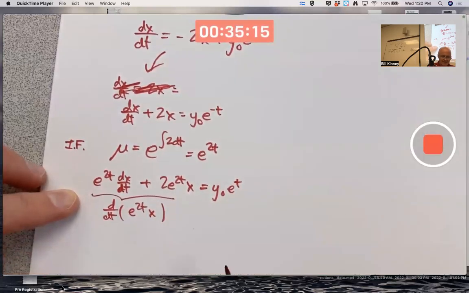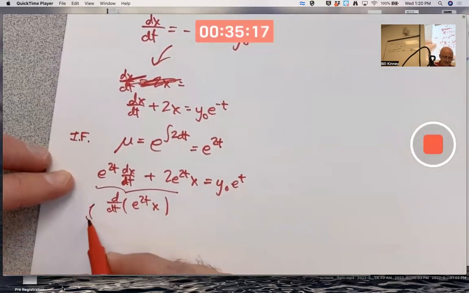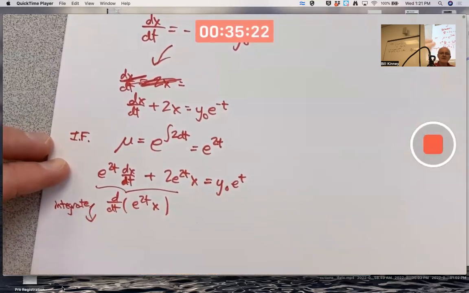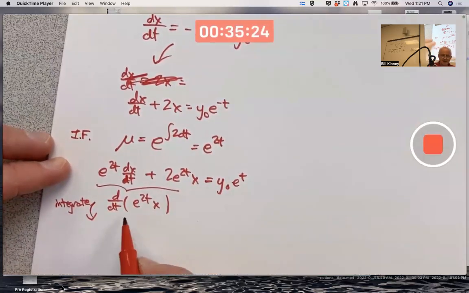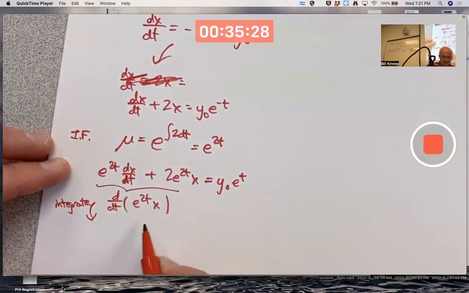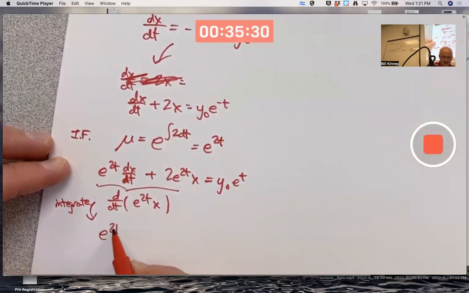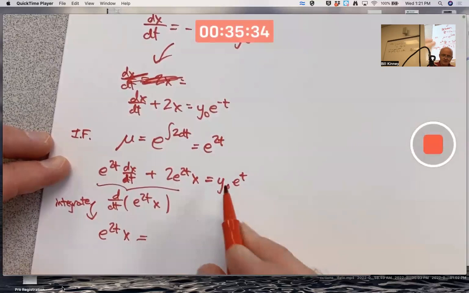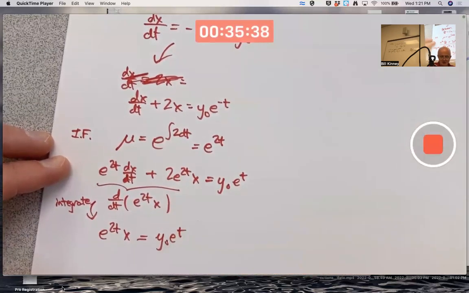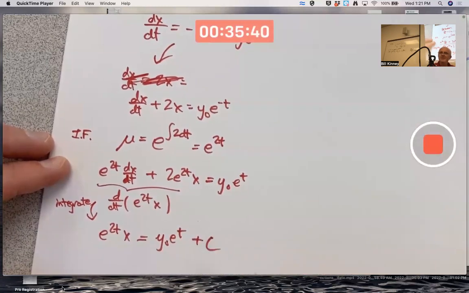And because of that, it's easy to integrate. Now integrate. I won't even bother writing an integral sign. Just say integrate. The left-hand side, because it's a derivative, integrates to what's inside the derivative expression there: the integrating factor times the unknown function x. We do have to actually integrate the right, though it's really easy. y0 e to the t is what it integrates to. You do want a plus c here.